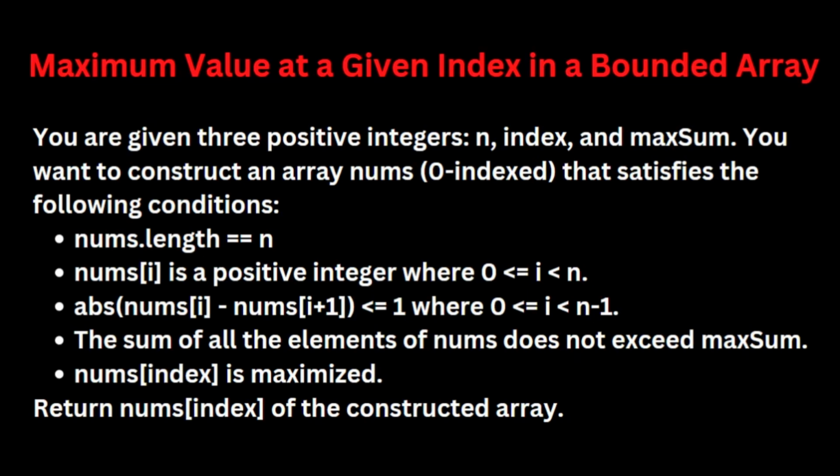You have to visualize an array whose length should be equal to n, and all numbers should be positive integers. The absolute difference between two adjacent elements should be less than or equal to 1, and the sum of all the elements should not exceed maxSum. We have to maximize nums[index] and return nums[index].